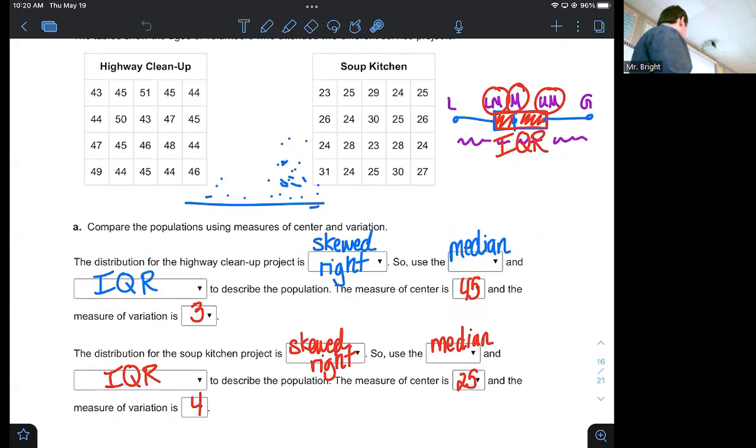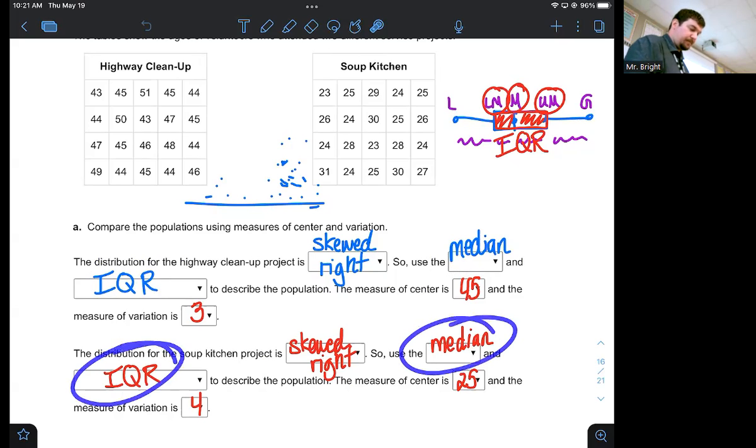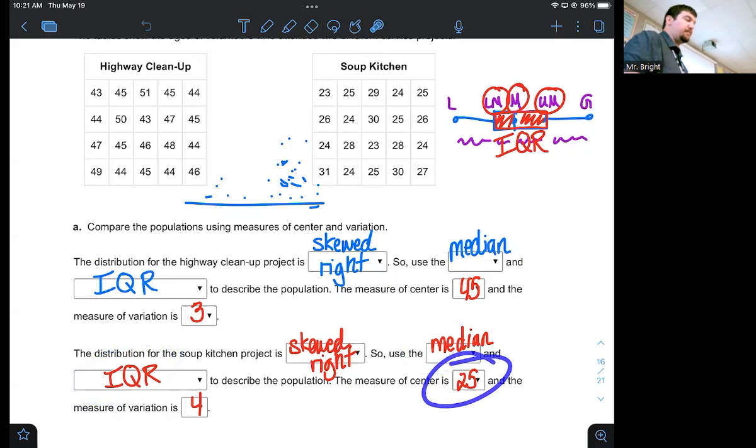For the soup kitchen, it is also skewed right, meaning that if I were to plot those ages, there's more people in their 30s and upper 20s than there are in their upper teens and lower 20s. So use the median and interquartile range again. The median is 25, and the measure of variation is 4.